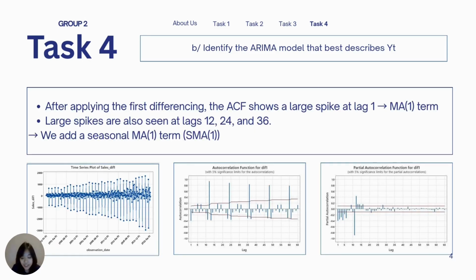After applying the first differencing, the ACF shows a large spike at lag 1, which is bigger than the other lags in the same year. This suggests that we should use a moving average of order 1 term. We also see large spikes at lag 12, 24, and 36, which means the seasonal pattern is still strong. Therefore, we should add a seasonal moving average of order 1 term.